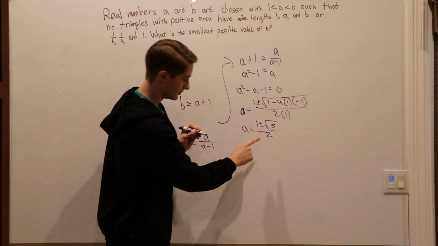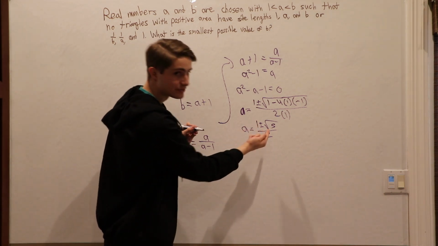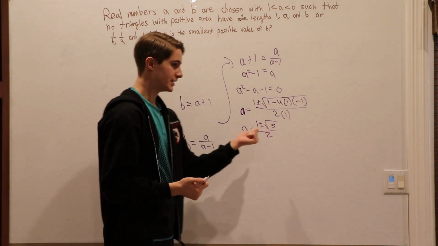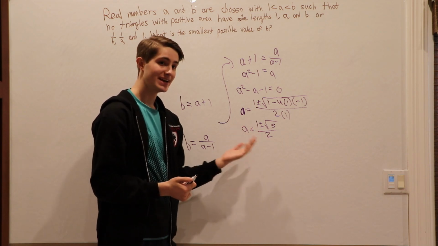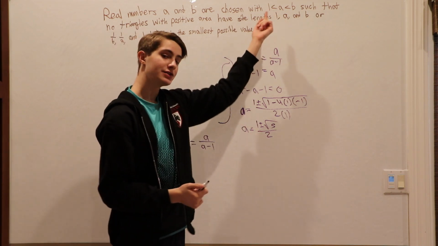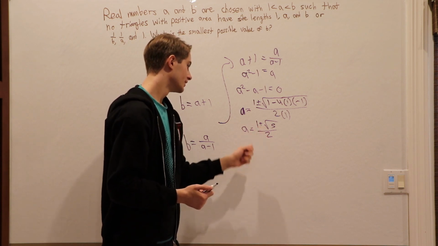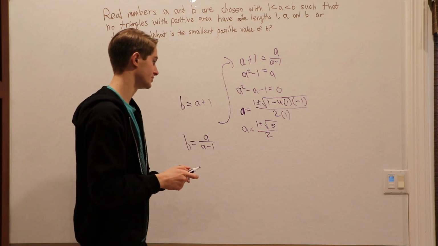Now we have two answers here, but let's think about what happens if we plug in 1 minus the square root of 5. Well, the square root of 5 is much greater than 1, so if we do 1 minus the square root of 5, what we're going to get is a negative number. But we know a has to be greater than 1, which means that we don't have to worry about this minus. Our a is going to have to be 1 plus the square root of 5 over 2.